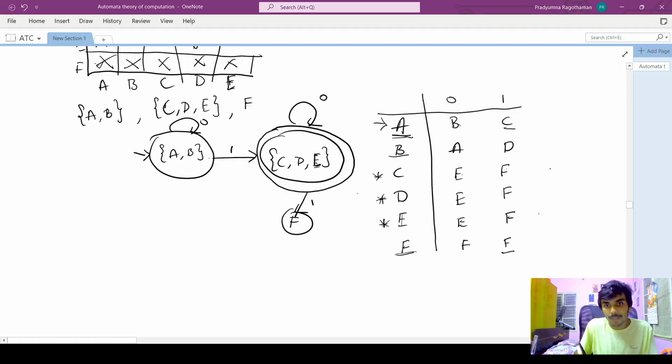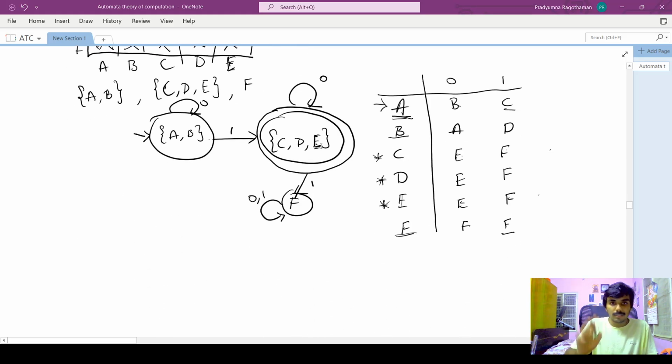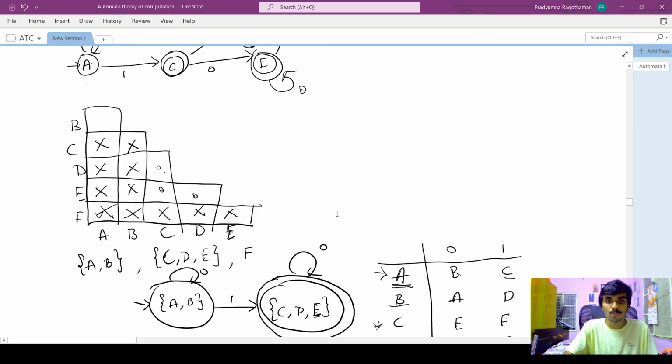So we do not have to mark anything else in the diagram now. Again for E also it is same, E and F. And for F, when F gets 0 or 1, it stays in F. So it's a self loop again, 0 and 1 both. So as you can clearly see in this automata compared to the initial automata, it clearly conveys that it accepts strings that contain only 1 1 and any number of zeros. So this is minimization.